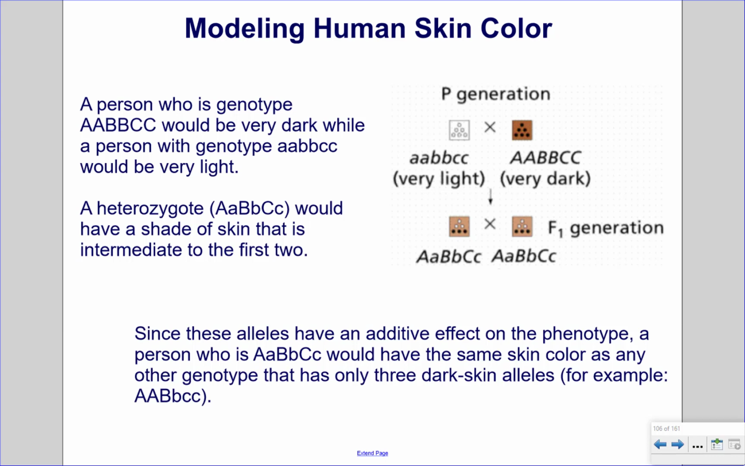Since these alleles have an additive effect on the phenotype, a person who is heterozygous, big A, little a, big B, little b, big C, little c, would have the same skin color as any other genotype that has only 3 dark skin alleles. For example, big A, big A, big B, little b, little c, little c.